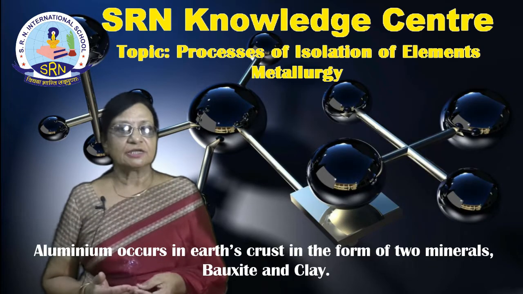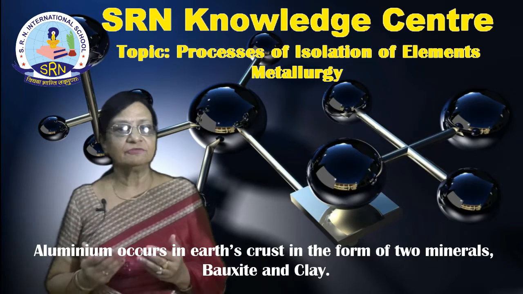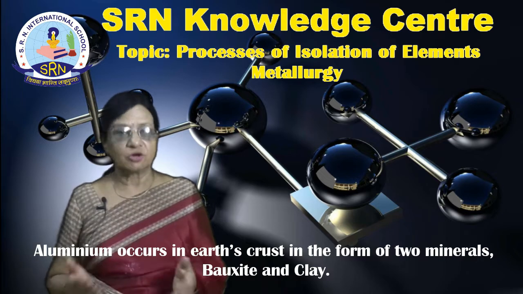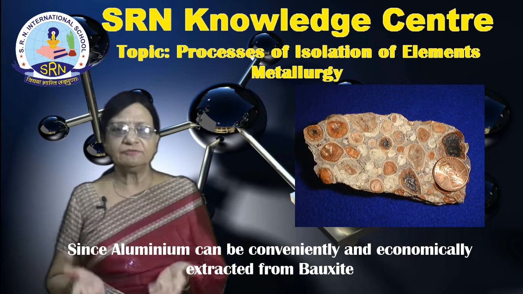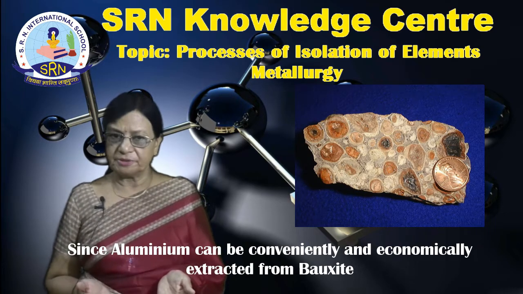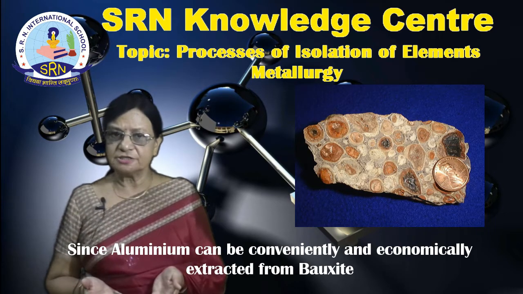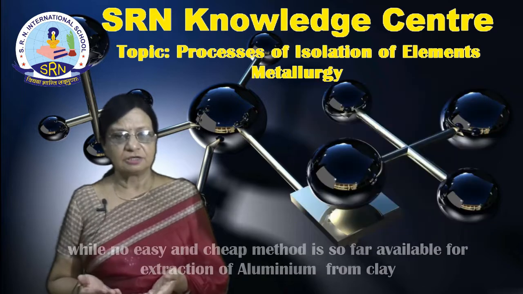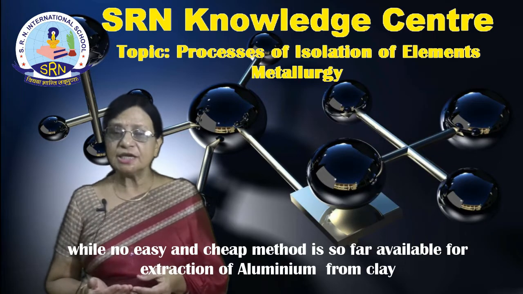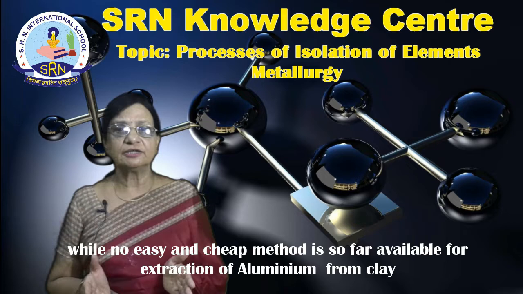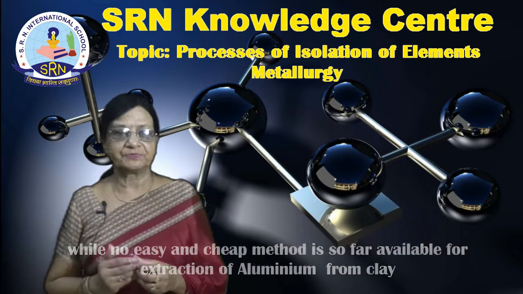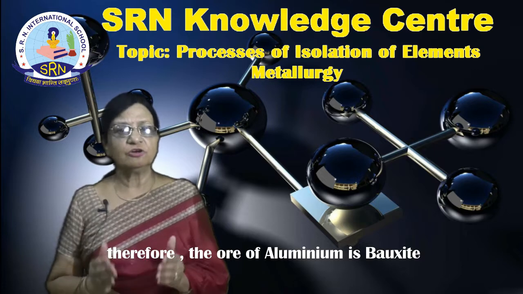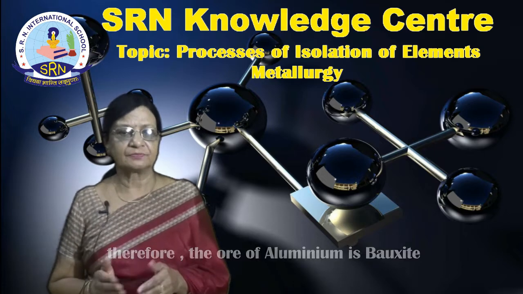Aluminium occurs in Earth's crust in the form of two minerals, bauxite and clay. Since aluminium can be conveniently and economically extracted from bauxite, while no easy and cheap method is so far available for extraction of aluminium from clay. Therefore, the ore of aluminium is bauxite.